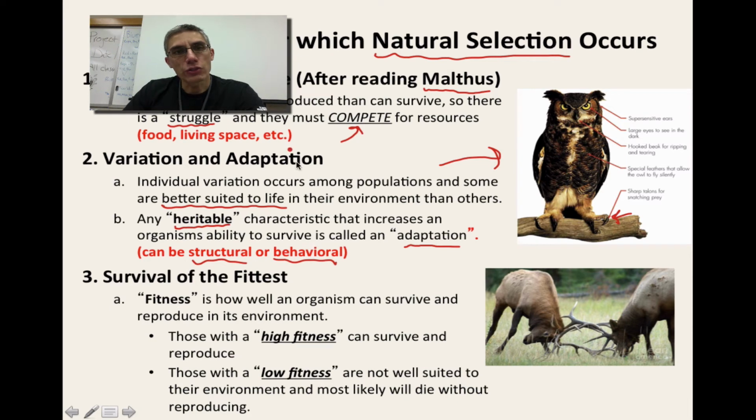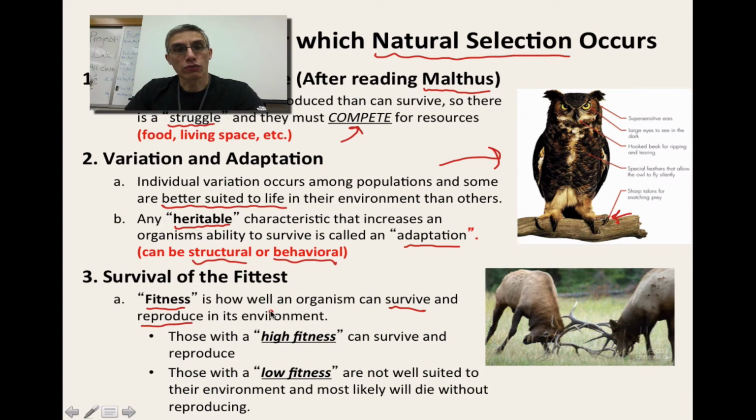Now, the third condition under which natural selection occurs is going to be survival of the fittest. So taking into account what we had looked at in 1 and 2, we give this a special name. We call it fitness of that organism. Fitness is simply how well an organism can survive and reproduce in its environment. And you have to take both of these together, because even though it may be able to survive, it needs to be able to reproduce as well, so we can pass those characteristics on to the next generation.